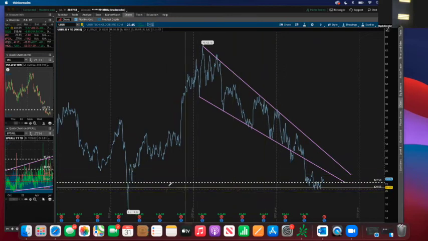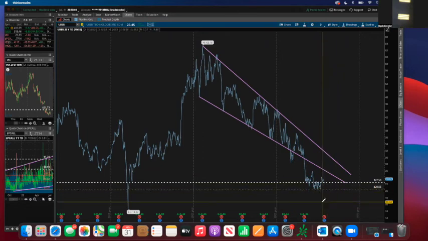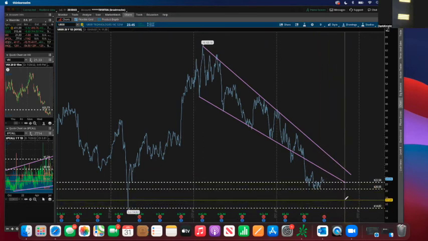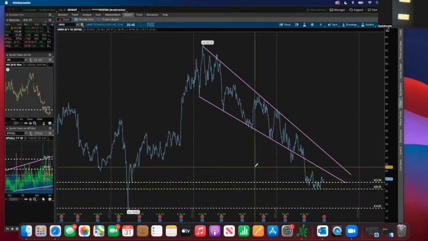Because we don't really have much support. I mean, this was decent support here where it's been holding, but other than that, if it breaks down below this level, we're probably going to go back down to here. I wouldn't see why we wouldn't. I wouldn't feel comfortable getting in calls in this personally.